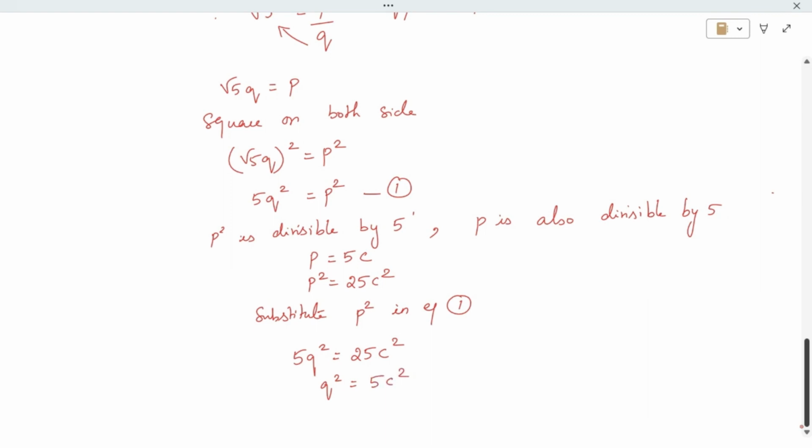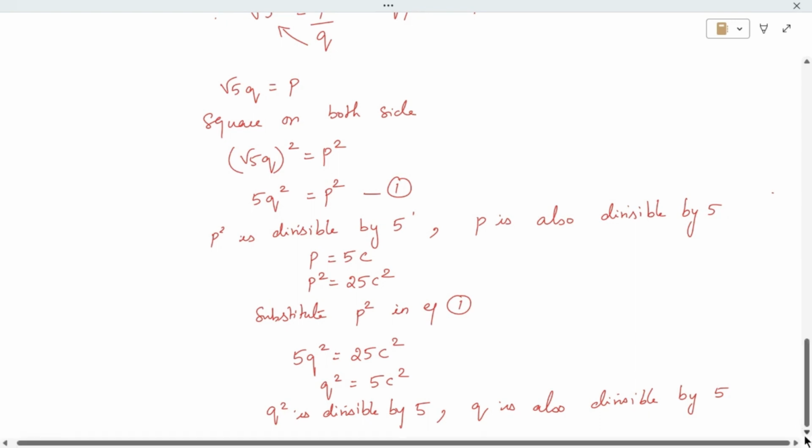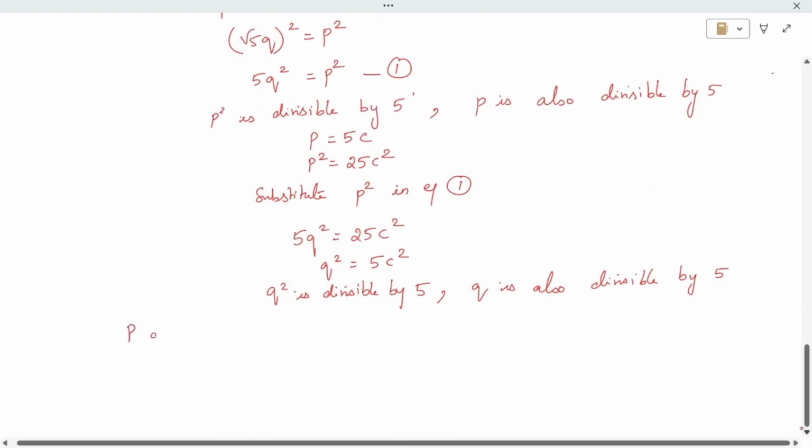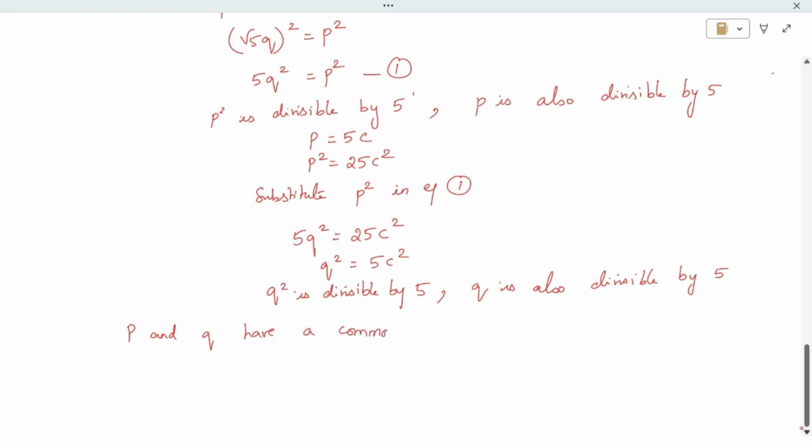So now I know q square is divisible by 5, isn't it? So q is also divisible by 5. So which means, actually, I have considered that as a rational number, which means p and q are co-prime. It doesn't have any other common factor other than 1, right? But if p and q are divisible by 5, then I know p and q have a common factor 5, right? Because both are divisible by 5. Common factor as 5. This contradicts my assumption, right?